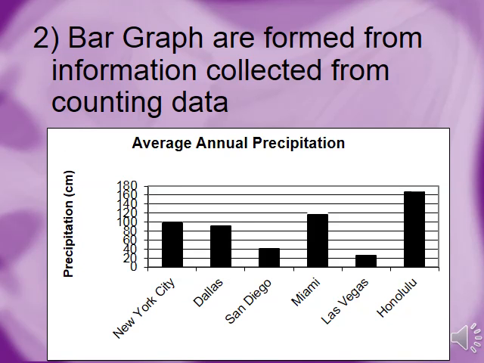Bar graphs are the second most common graphs in biology. A bar graph is information collected from counting. So in this bar graph, you have precipitation in centimeters for different cities. So we could say from this graph that Honolulu is the wettest city and Las Vegas is the driest city. That would be analyzing your data.